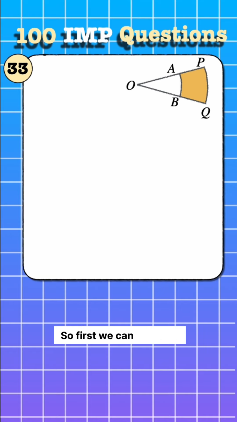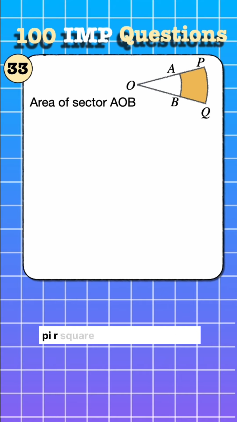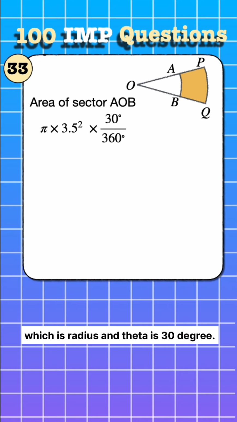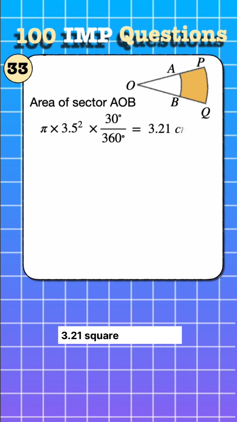So first we can calculate the area of the smaller sector, which is ABO. So area of the sector is pi r square into theta upon 360. So pi into 3.5 square, which is radius, and theta is 30 degree. So that will give you 3.21 square centimeter.